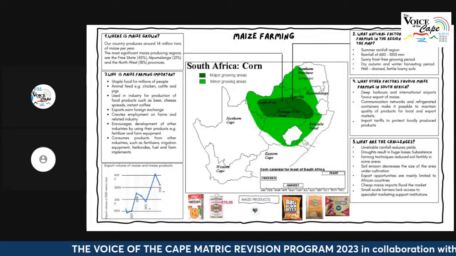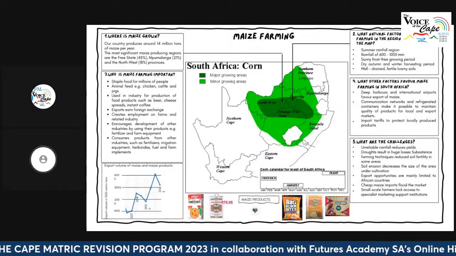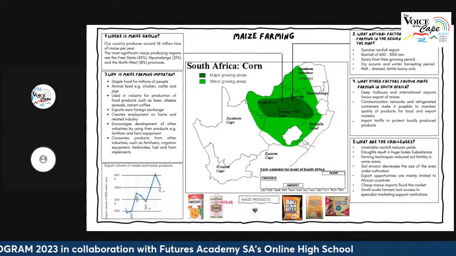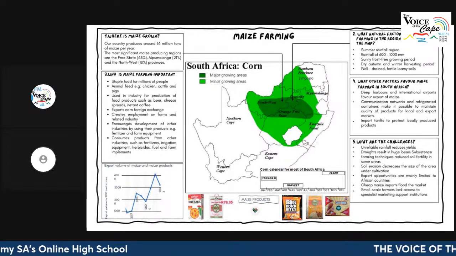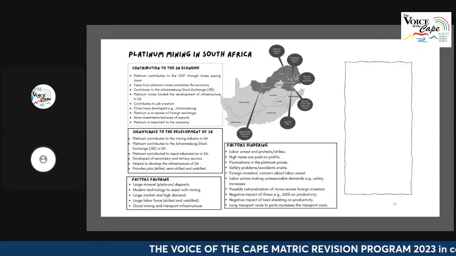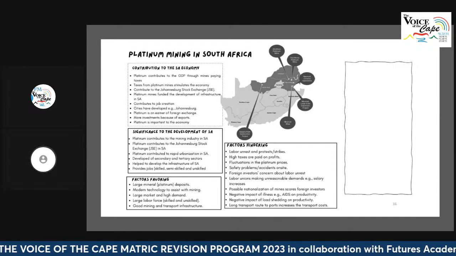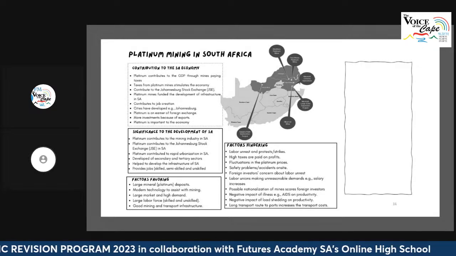Bear in mind, when it comes to your paper, you will definitely either get tested in terms of agriculture, or you will get tested in terms of mining. Mining for this particular year is on your platinum mining. So platinum mining, remember again where exactly it is found. It is found in the upper parts of South Africa.